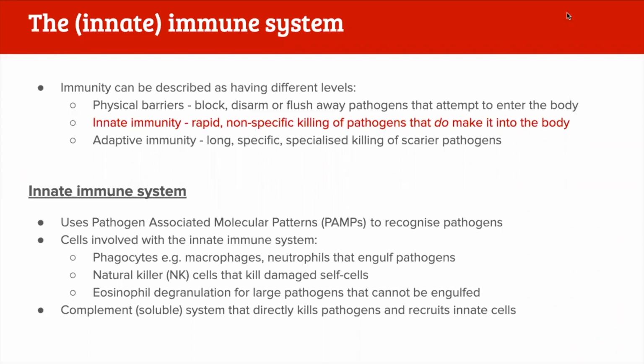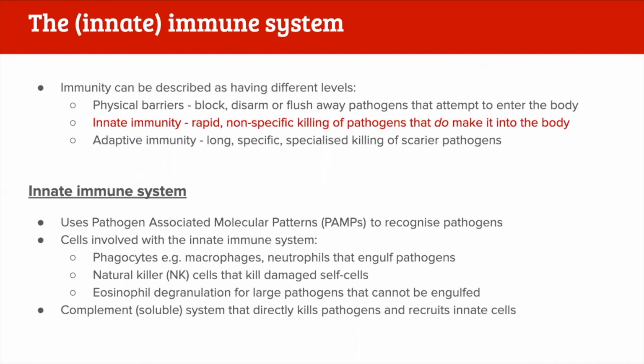Immunity can be described as having 3 different levels. First of all, you have your physical barriers, which block, disarm, or flush away pathogens that attempt to enter the body. These include things like your tears and your eyelashes, all of which are designed to keep pathogens outside of your body. If they do, however, get into your body somehow, then your innate immunity will deal with these pathogens.